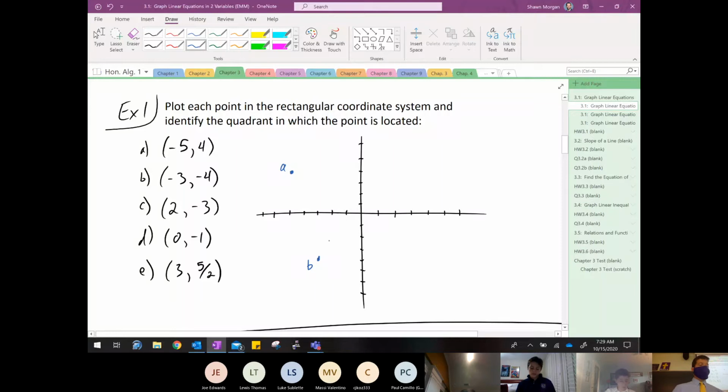You're welcome. Andrew, point C. In which quadrant is point C? Quadrant 4. Quadrant 4, good. We go 2 to the right, we go 3 down. There's point C. All right, Paul. Paul, in which quadrant is point D?